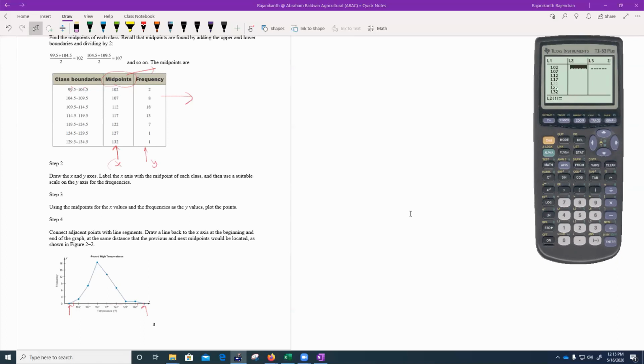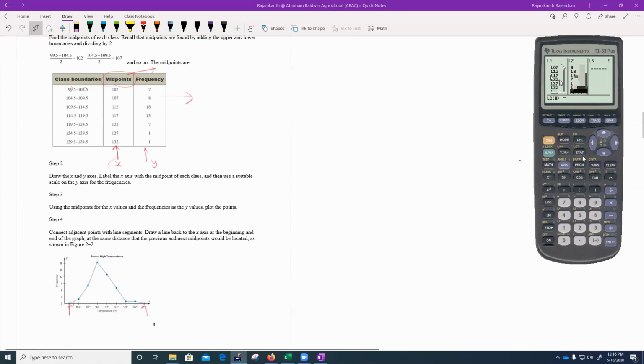Now enter all the frequency values into the L2 column. So my first frequency is 2, 8, 18, 13, 7, 1, and 1. Okay, so I'm going to use these two columns of values to draw my histogram.